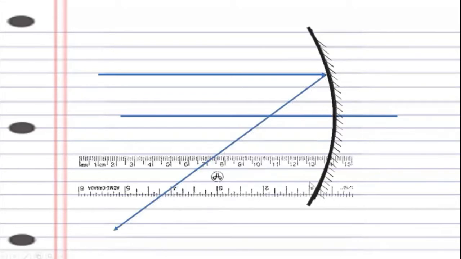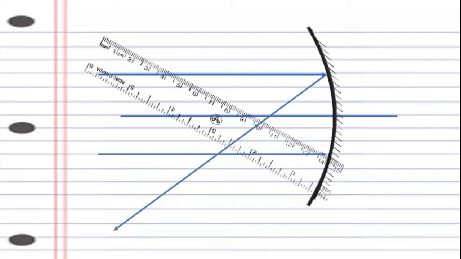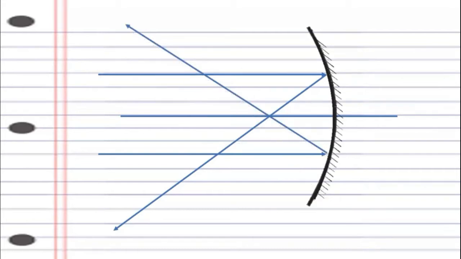In case you take one more light ray from the bottom, the same thing happens. The light ray strikes here on the surface of the concave mirror and it reflects back. And when it reflects back, again it will pass through the same point. If you keep your scale like this, it's wrong. You have to allow it to pass through the same point.